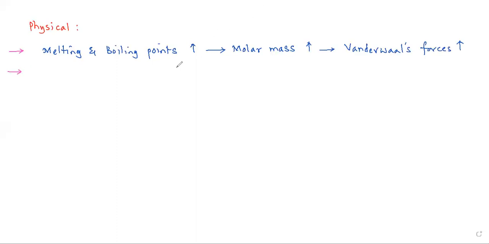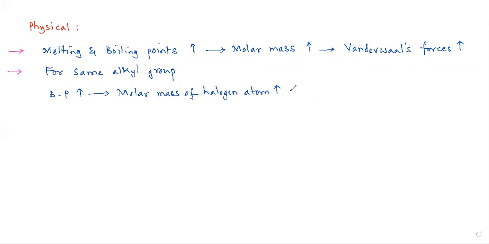Now, supposing if we take the same alkyl group, I mean for the same alkyl group, but halogens are different. You know, boiling point increases with the increase in the molar mass of halogen atom. Okay, we can give it this way. Alkyl iodides, then bromides, then chlorides, and least is for fluorides. Okay.